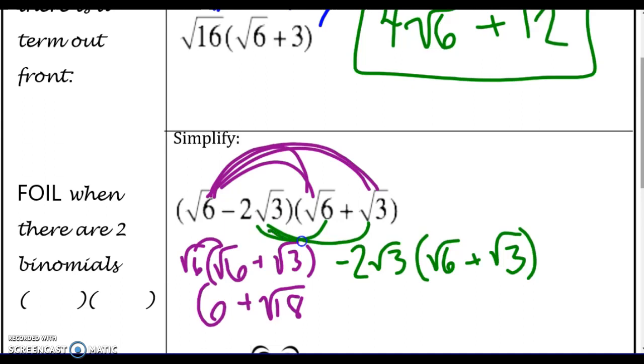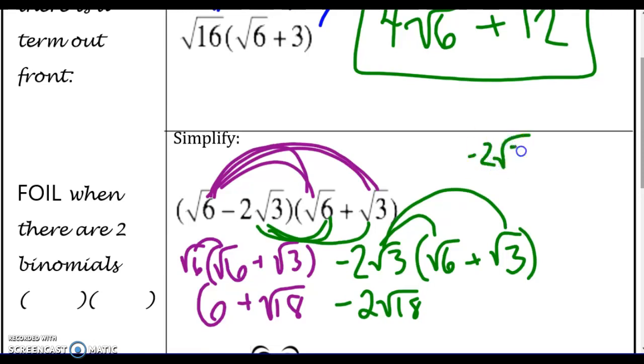Okay, then what if I do this negative? That's got to multiply by both things as well. So that gives me minus 2 times the square root of 18. And then negative 2 times the square root of 3 times the square root of 3. Well, the square root of 3 times the square root of 3 is the square root of 9. What is the square root of 9? 3.